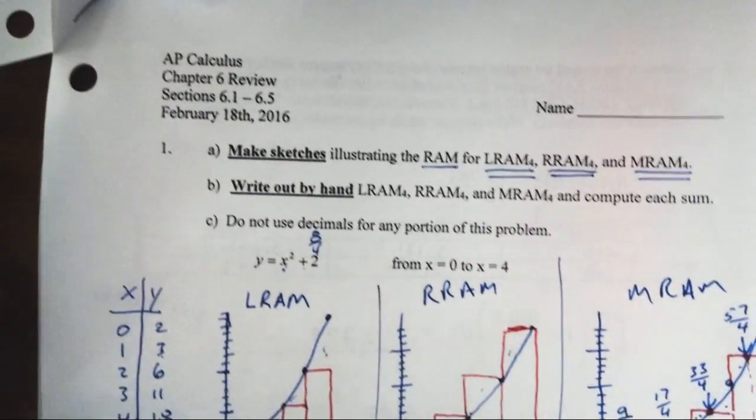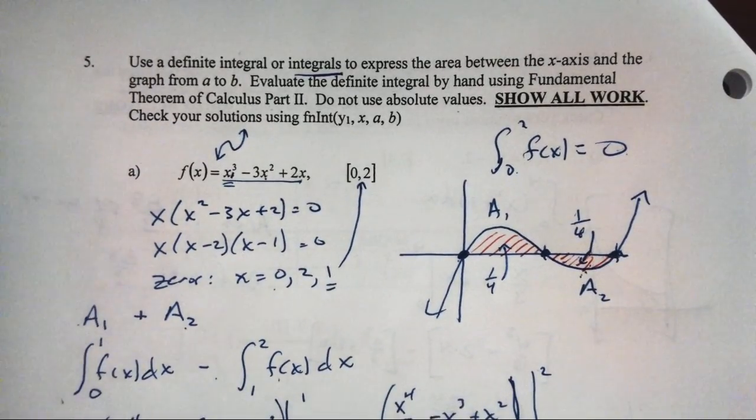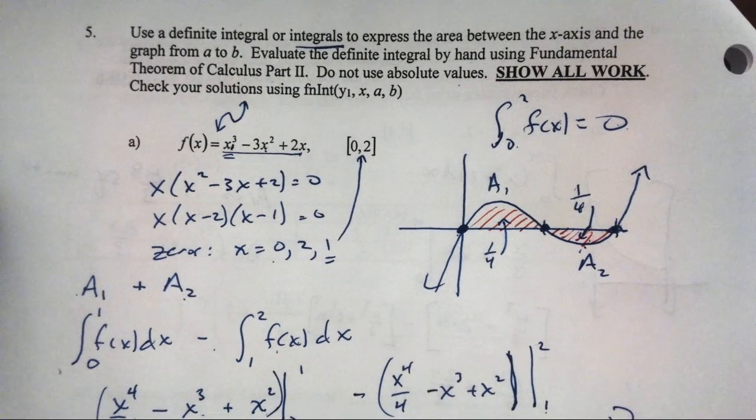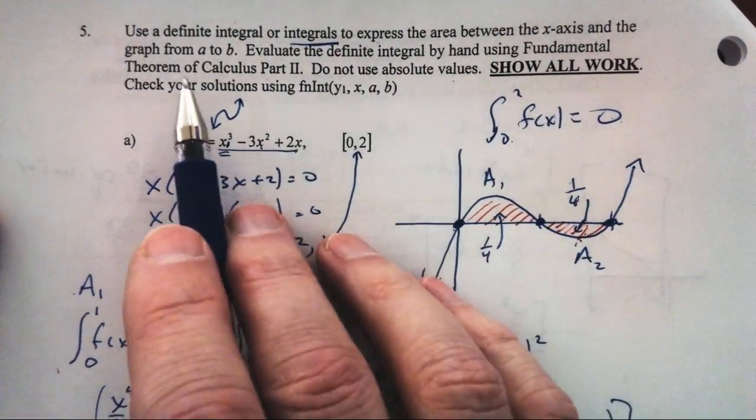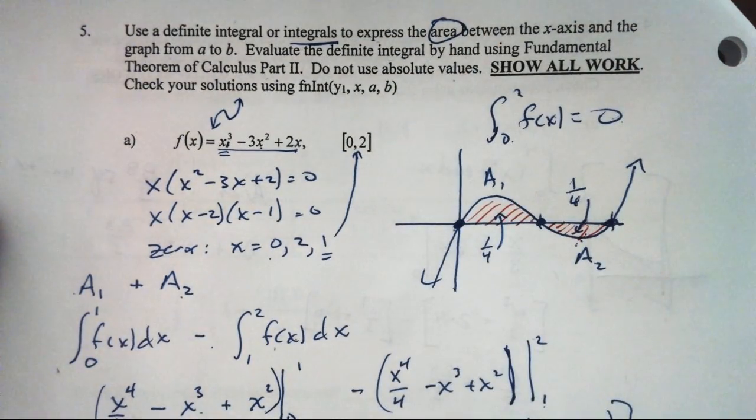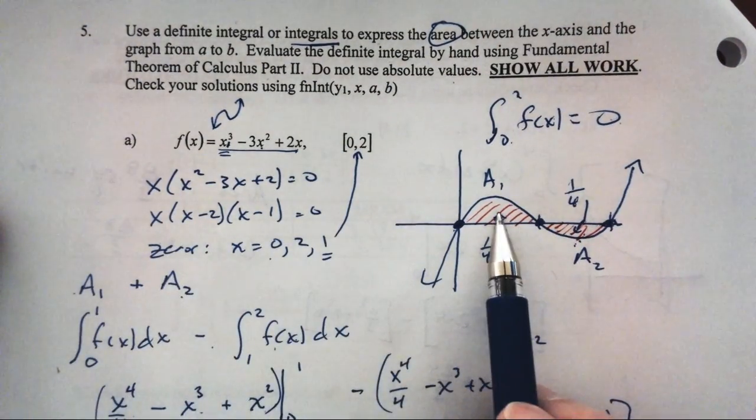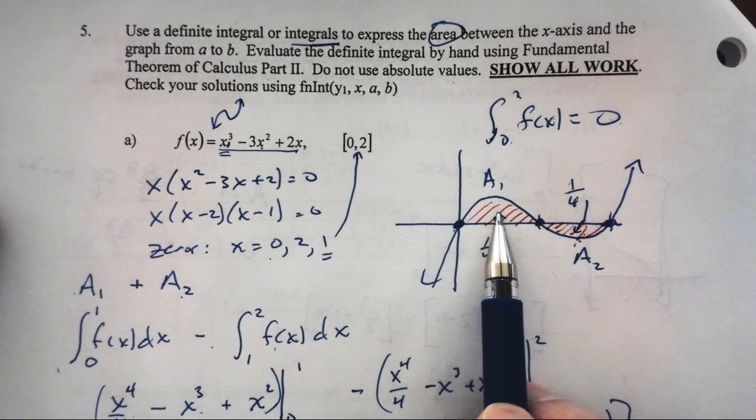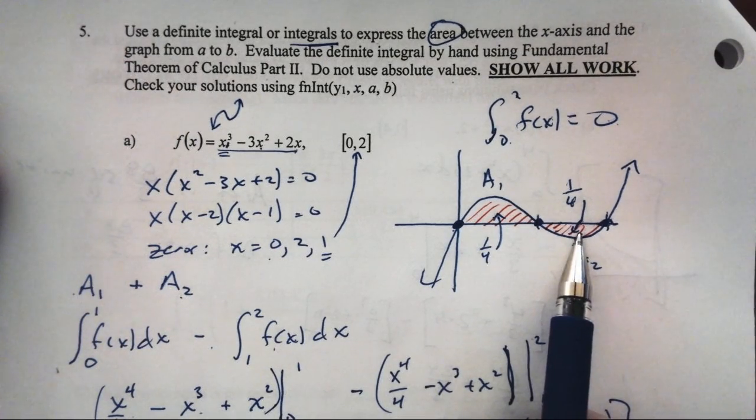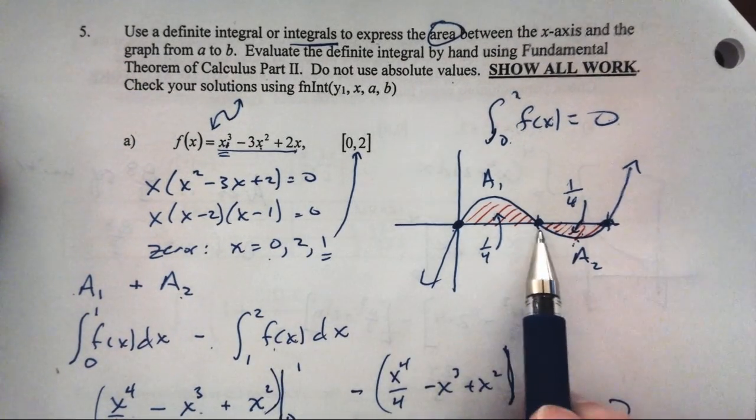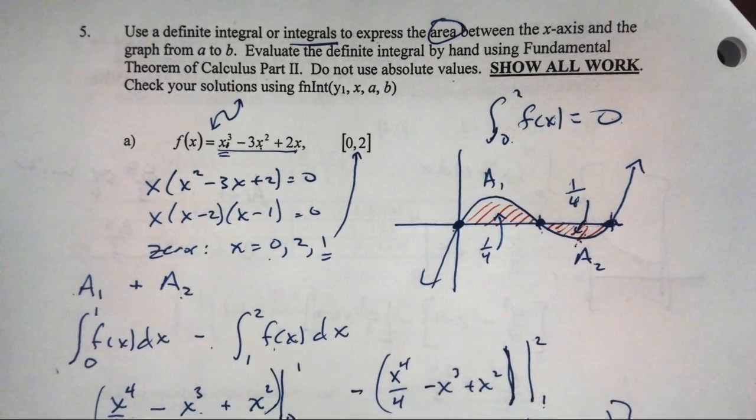Hey, welcome to part 2. This is our chapter 6 chapter review, practice test. We got through problem 5a, where we're trying to use the definite integral or integrals to express the area between the x-axis. The area is not always the integral. Again, in example 5, some of our graph in 5a had area above, and some of the interval had area below the x-axis. So we have to consider where we're crossing the x-axis on these problems.